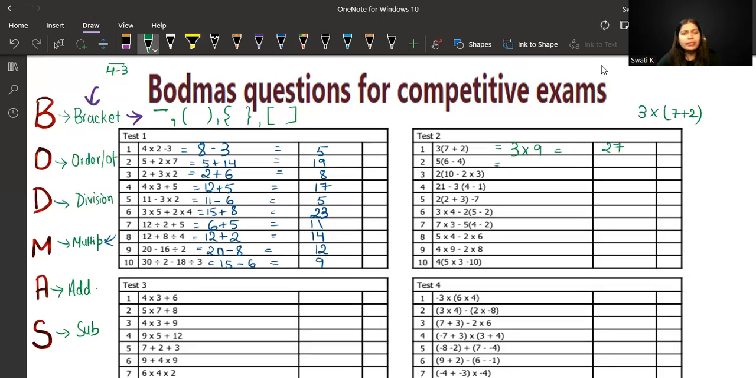Now next we have again the same thing, 5 times. You have to solve the bracket part first because of course bracket is on the top one, right? 6 minus 4 is 1, and then this is 5 times 1 is 5.